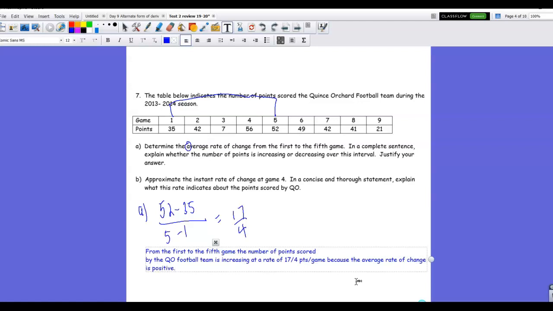Right, so it's important to just simply take the words of the prompt to do the write-up, and you have to have the elements of the interval, you have to have what quantity we're talking about, which is points scored in a game. We have to have the element of increasing or decreasing, we have to have the rate with correct units, and we have to have the y. So that's letter A.